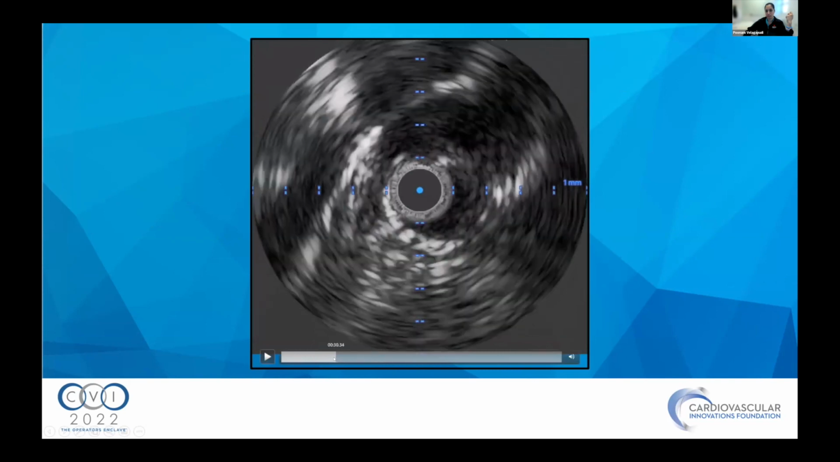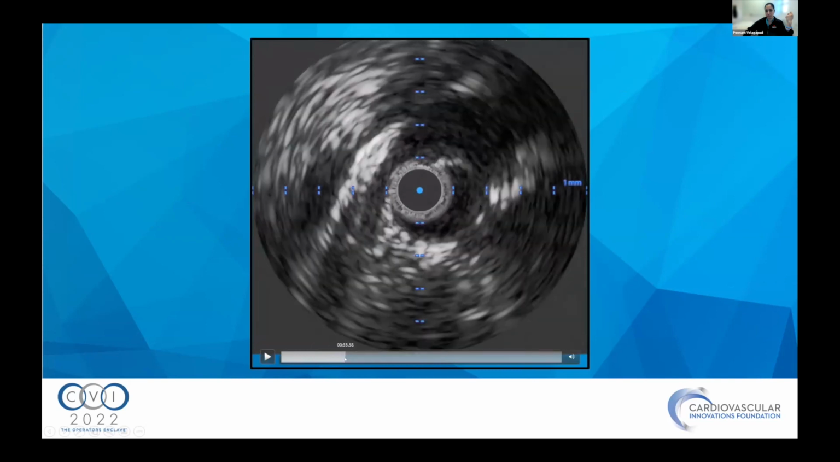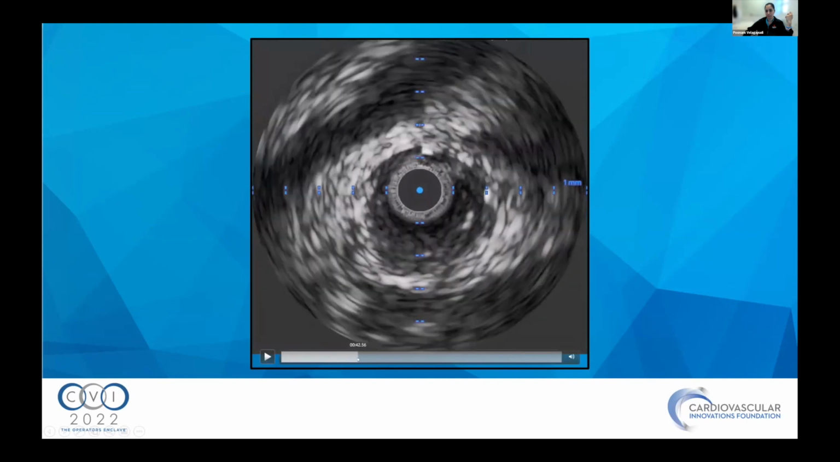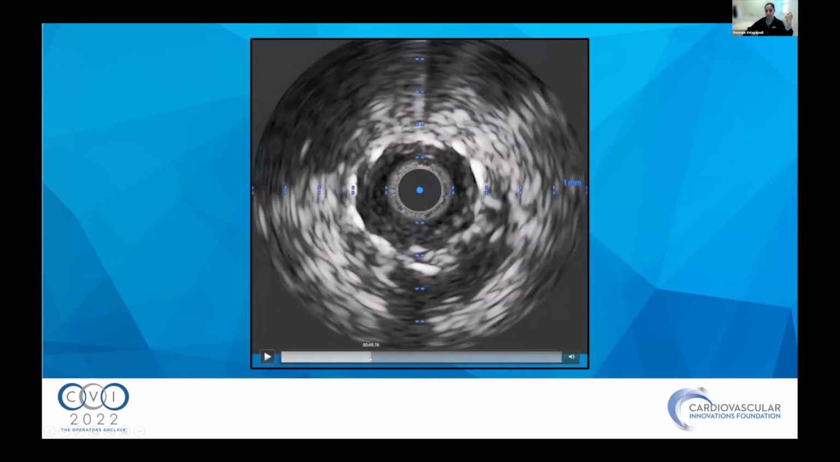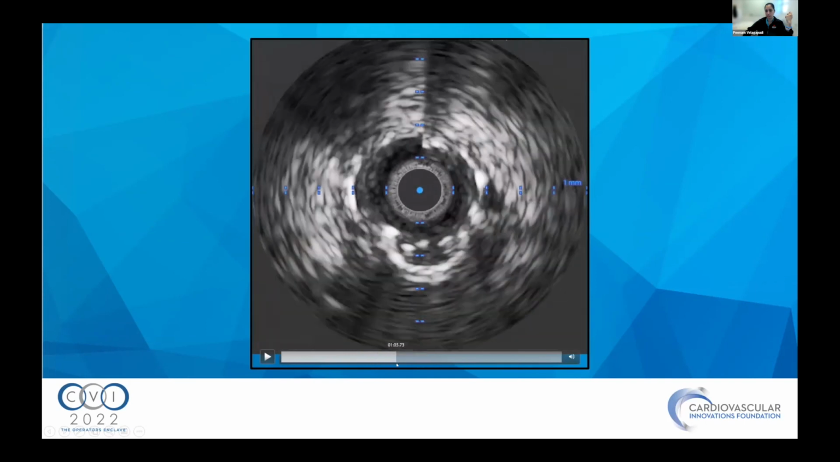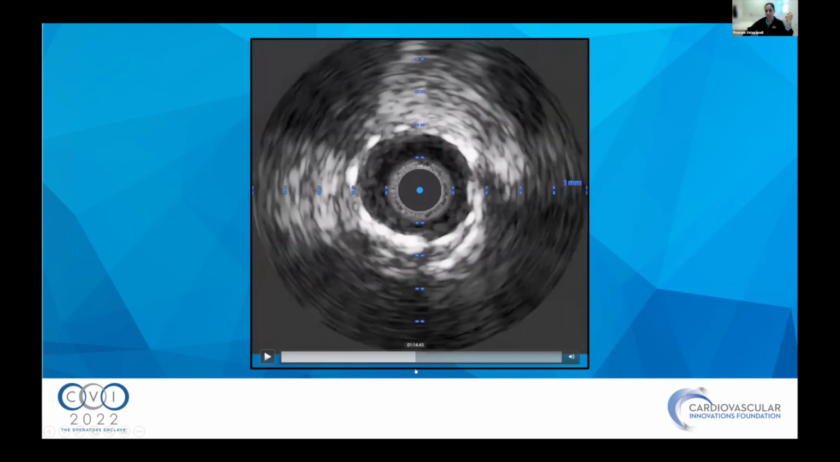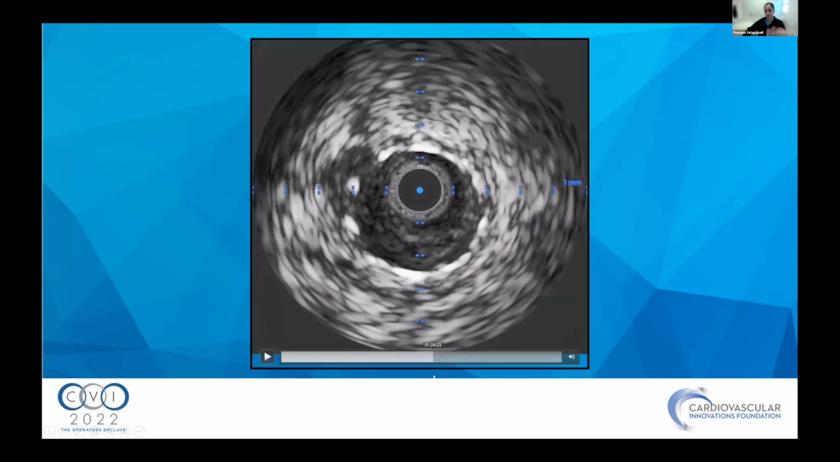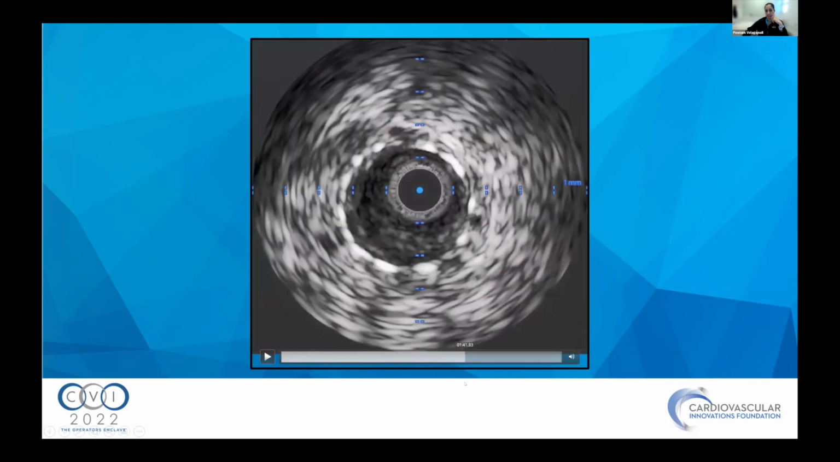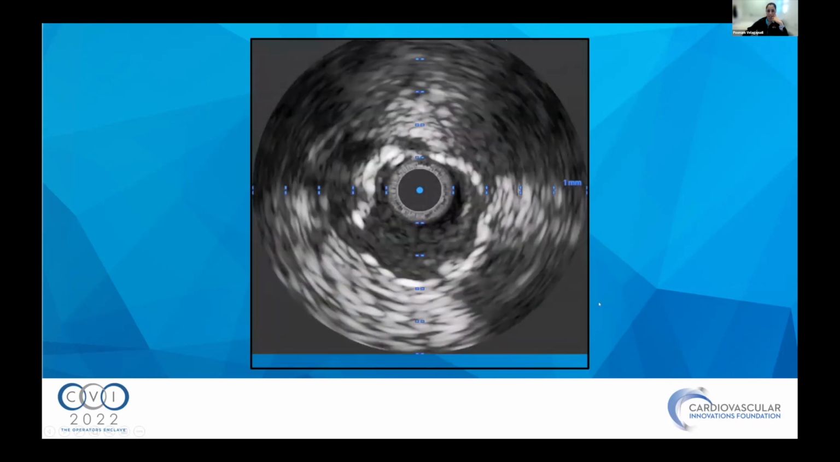You can see here's this stent, with that neointimal hyperplasia. And then you can see that there is, again, significant disease. So that was the diag.